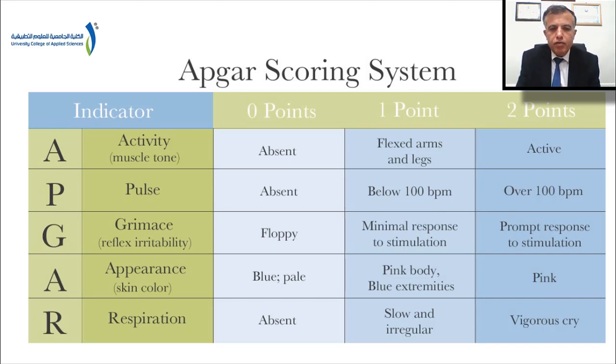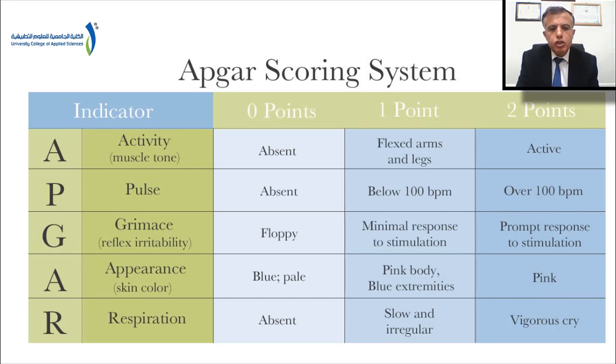When we talk about the color of the skin or the appearance, if the child is completely pale or blue, his grade will be 0. With some cyanosis in the extremities, we can give him 1 point. If the child is completely pink, the grade will be 2.